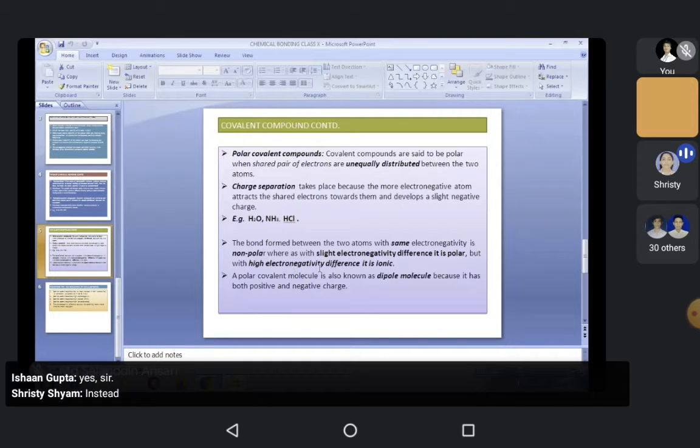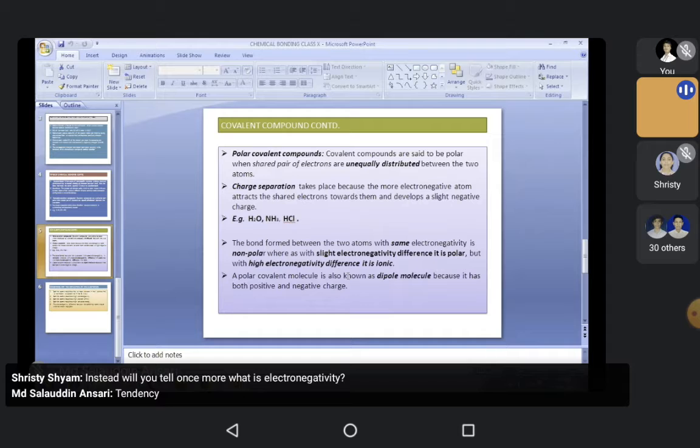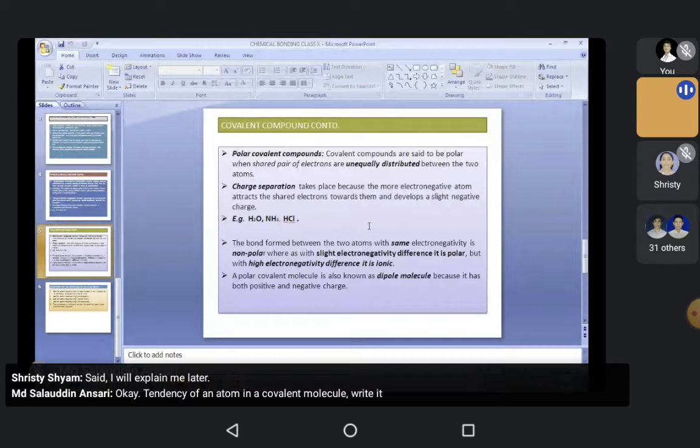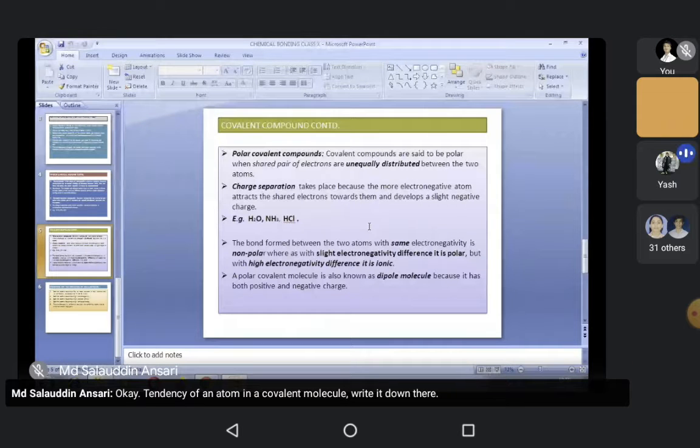Sir, will you tell once more what is electronegativity? Tendency, you have written, no? I made you write it in the periodic properties. Tendency of an atom in a covalent molecule. Write it down there.